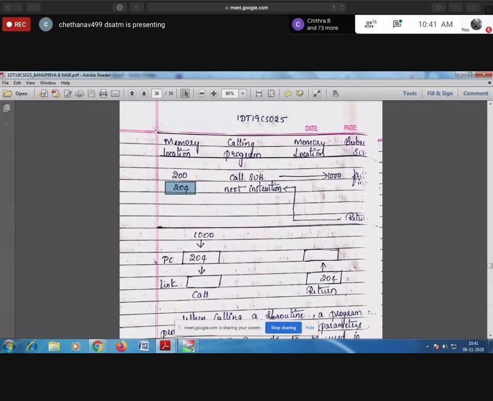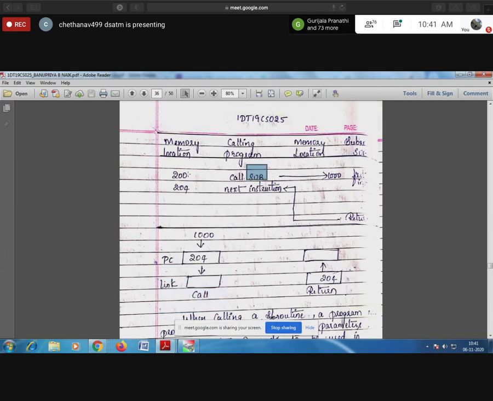But what will happen? I will call the subroutine. This subroutine is available at 1000 location. I'm jumping to 1000 location instead of 204. After my subroutine is executed, I should come back to 204. So where should I keep the 204? I have to keep the 204 somewhere. Where? In the link register, LR. That is what I have done here. In the link register I'll store 204. Then for PC, I load the address of 1000.